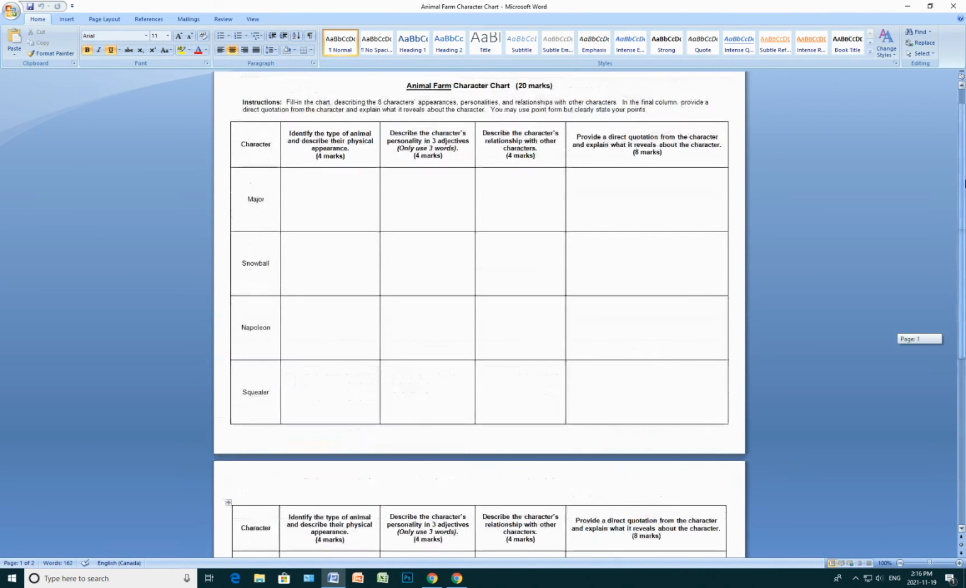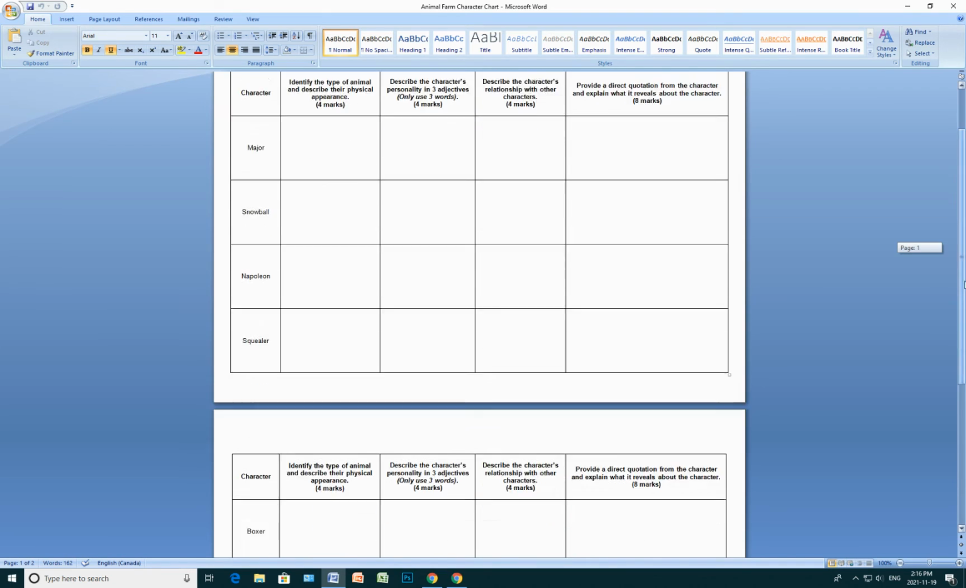Okay. And then in the last column, you're going to provide a direct quotation, so something that each of the characters says out loud in the book. Provide a direct quotation from each character and then explain what that reveals about the character. For Major, you'd have to get it from his speech in Chapter 1, because that's the only time that he has dialogue and quotations. So find a line from that speech and then tell me what that says about who Major is.